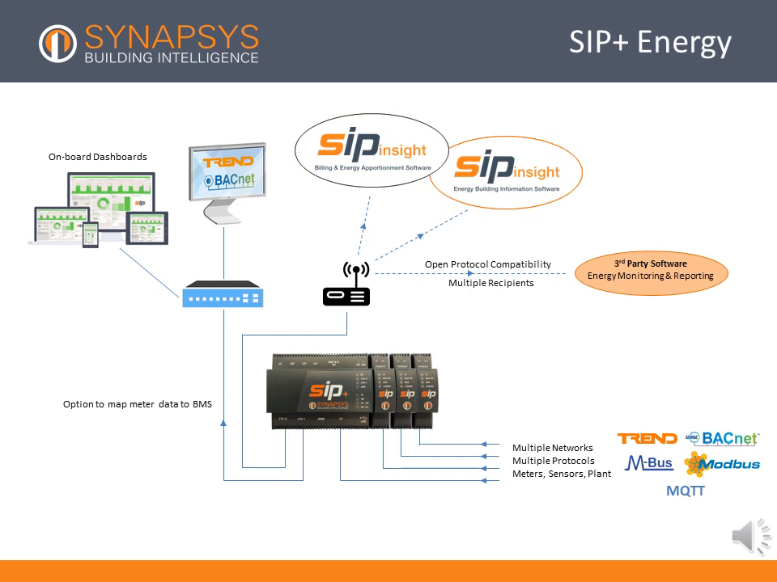The CSV reports can be exported via email, FTP, or FTPS to Synapsys Solutions or any third-party monitoring software, or directly to a recipient. The SIP+ EMT-IF has a very similar scope of use, with the addition of the ability to interface from one protocol to a trend or BACnet BMS or an IoT platform using REST or MQTT.